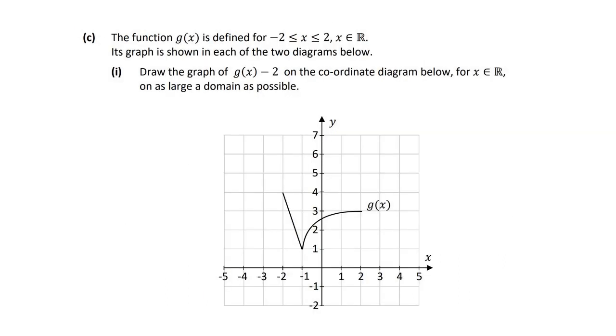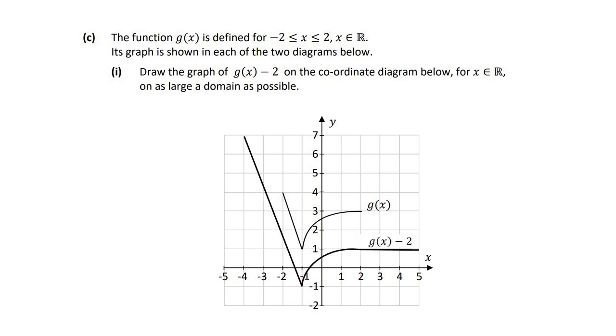Part C wants us to plot some transformations on the function g. In Part I, we need to plot g(x) - 2. Every single point on g needs to be moved down by 2. We can see why that is by looking at a specific example. When x equals -2, y equals 4, but when we subtract 2, y equals 2. This will happen for all the points on g.